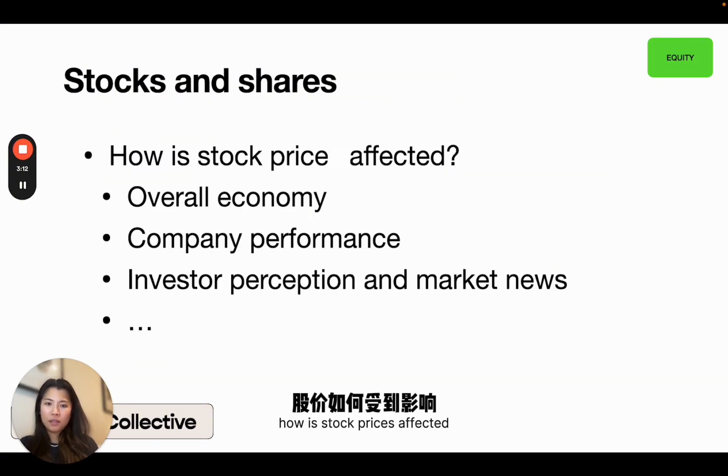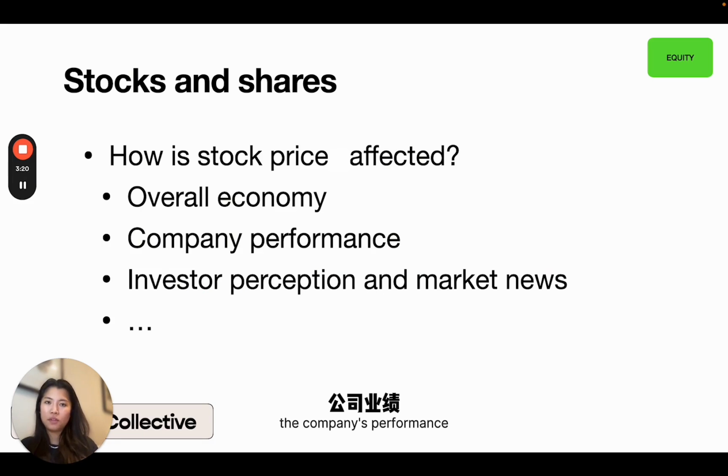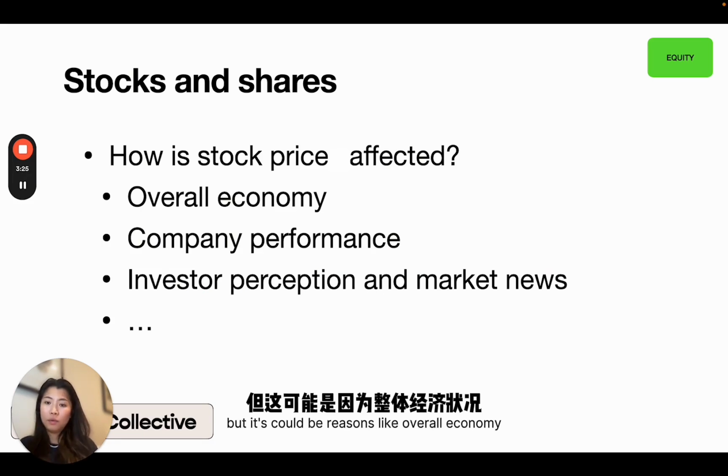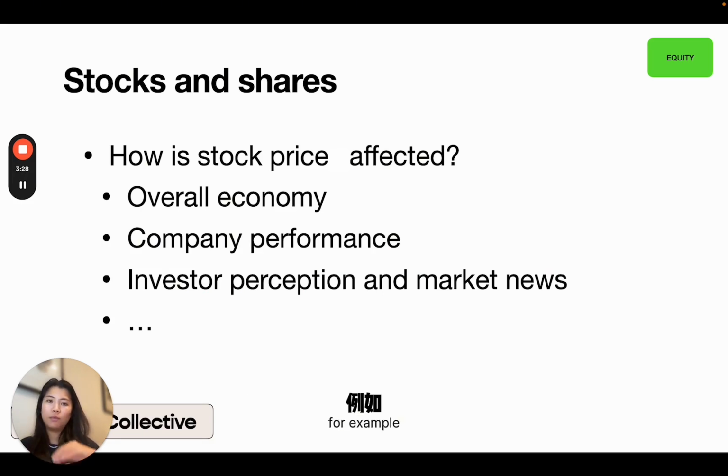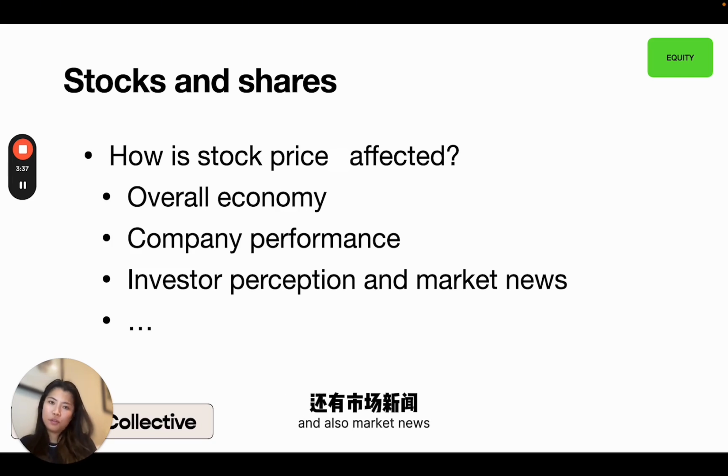How are stock prices affected? Well, there are many complex reasons. That's why we have professional traders monitoring the market and the company's performance. But it could be reasons like the overall economy. For example, during COVID, a lot of stocks went down. It could be companies' performance, how well they perform, whether they are generating profit. It could also be investors' perception and market news.